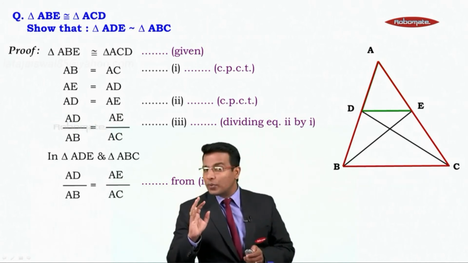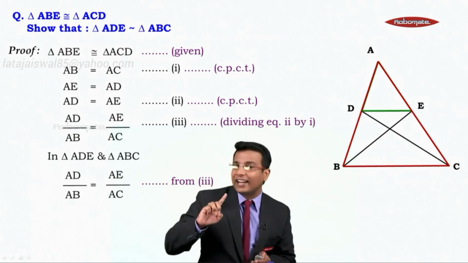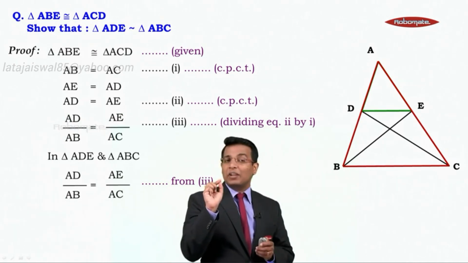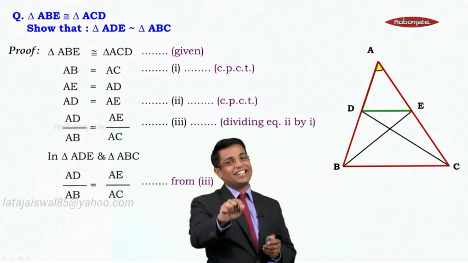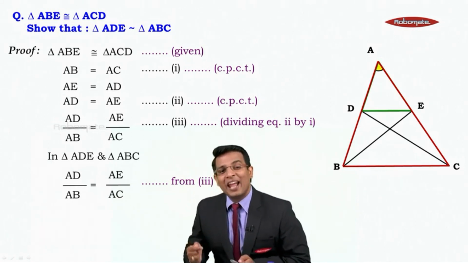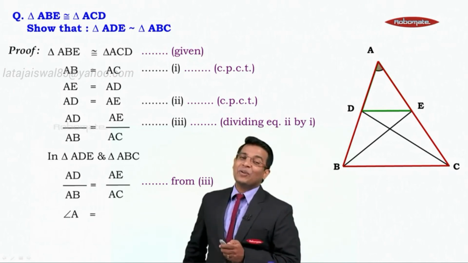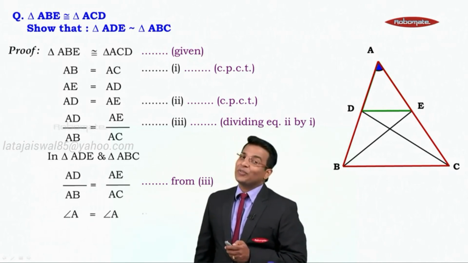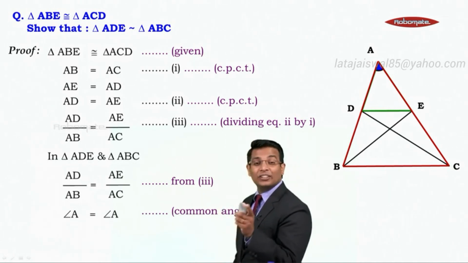Two ratios equal. Then we have learnt a criterion, the SAS criterion. So we require an angle. But remember, that angle has to be the included angle. Do we have anything there? Yes, that is angle A. Why? It is an included angle, and we know it's a common angle for both the triangles. So we write angle A is equal to angle A, and the reason for that is it is a common angle.